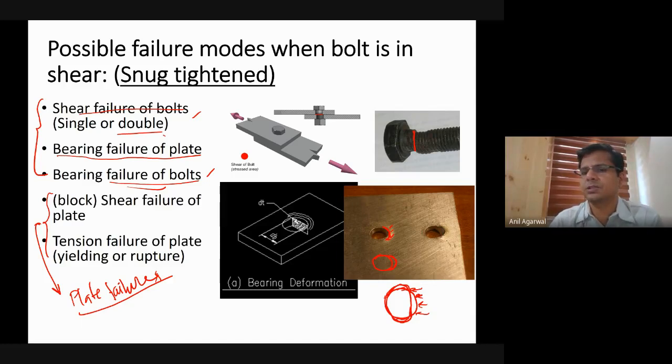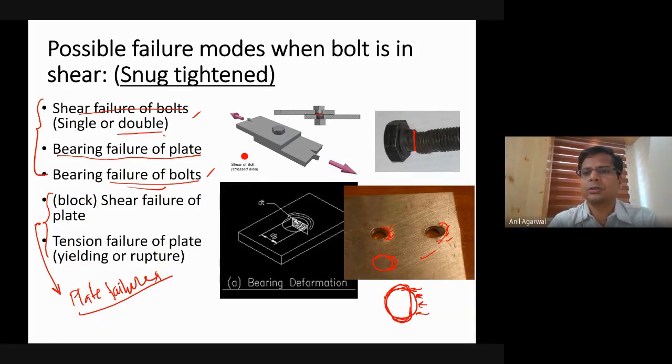Basically, it is a plasticization of the surface of the bolt. Just like this is plasticization of the surface of the bolt hole, this is the plasticization of the surface of the bolt. And it depends on whether the bolt is stronger or the bolt hole is stronger. If the plate is made of stronger material, the plate will not undergo bearing failure, the bolt will undergo bearing failure. And if the bolt is made of stronger material, then the plate will undergo bearing failure. Make sense? Okay, sir. So that is the bearing failure.